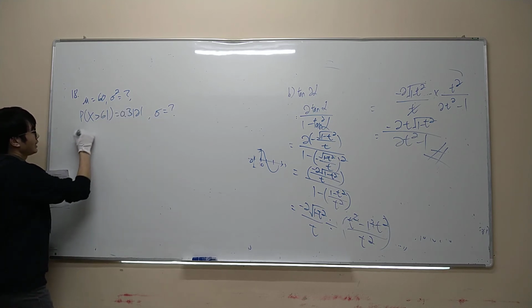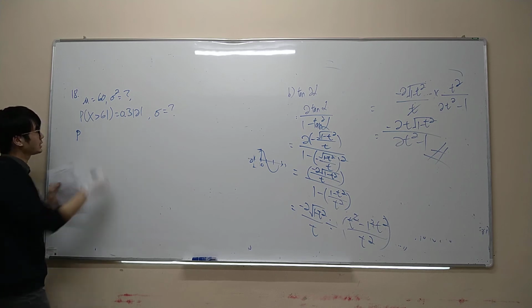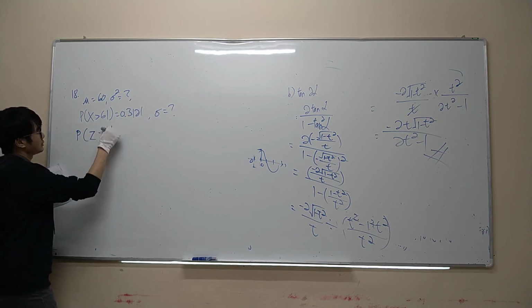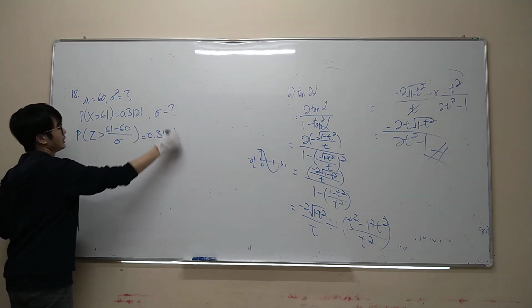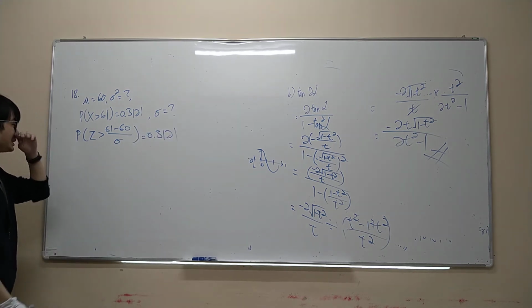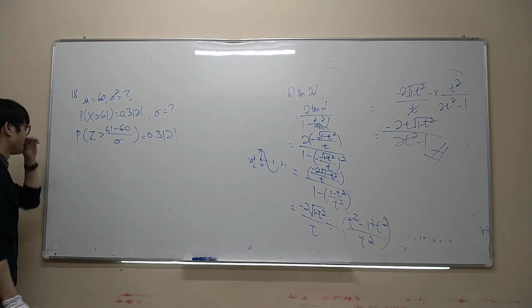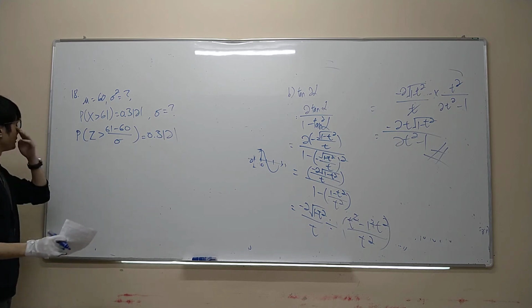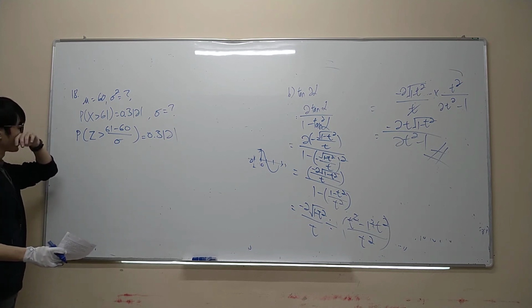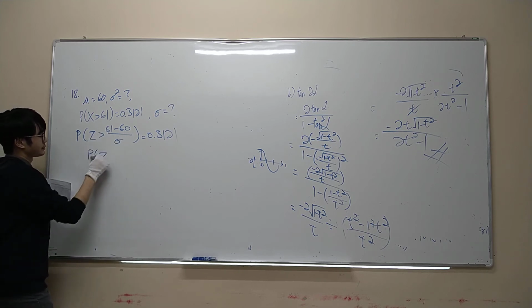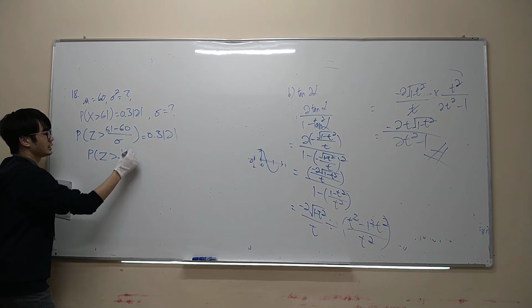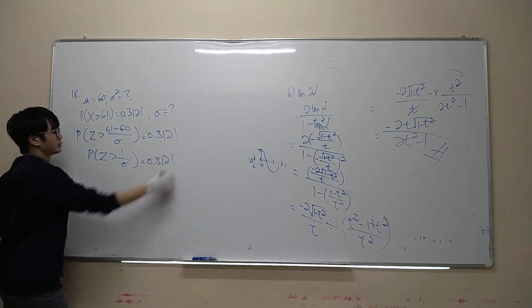So kalau you nak guna table, you mesti tukar jadi z. And how to tukar jadi z? 61 minus mean divided by standard deviation. Because 0.3121. Remember, variance is not important in this chapter. Okay? We only care about the mean and standard deviation. So what is 61 minus 60? 1. So 1 over standard deviation equals to 0.3121.